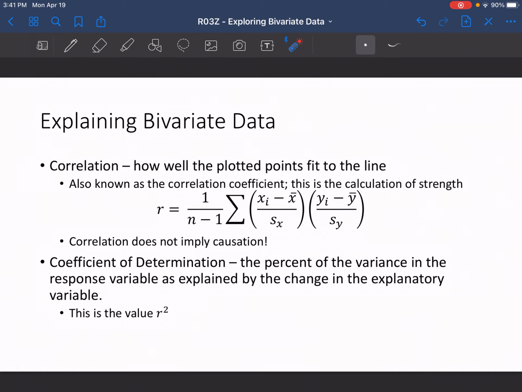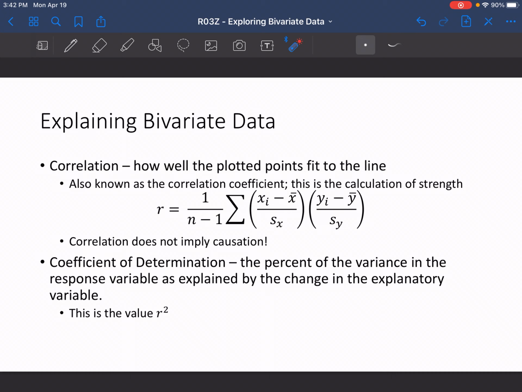Okay. We also have this idea of a correlation coefficient. Correlation is essentially how well the plotted points fit to the line. This is also known as the correlation coefficient, and this is the calculation of strength, essentially. So this R value essentially determines how strong the data is in a linear pattern. Correlation, however, does not imply causation. So it's important to note that when we're looking at examples, no matter how strong this is, that doesn't mean that the response variable explains or caused the explanatory variable, or vice versa. It's not going to prove causation in this case.